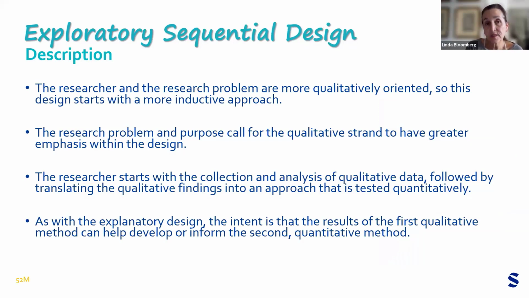The description of this design is that the researcher and the research problem are more qualitatively oriented. So this design starts with a more inductive approach, which is typical of qualitative research. The research problem and the purpose call for the qualitative strand to have greater emphasis within the design. So the qualitative is a much stronger strand. The researcher starts with a collection and analysis of qualitative data, followed by translating the qualitative findings into an approach that is tested quantitatively. So you can see there's a lot of skill involved here. The researcher will need to know how to do a full qualitative analysis and then test those findings quantitatively.